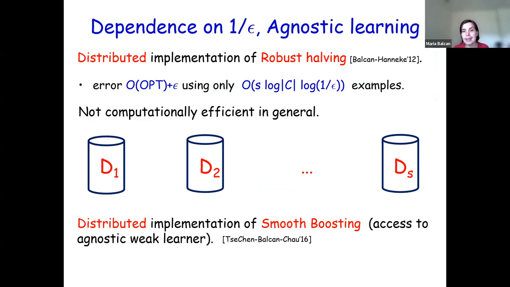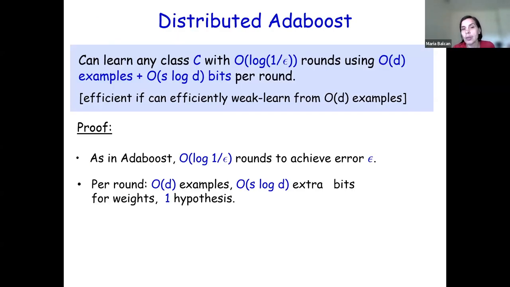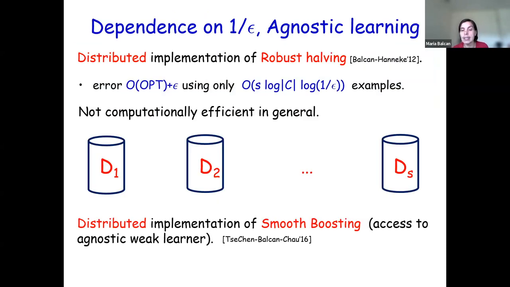Now, I don't have time to go through this, but I just want to mention that AdaBoost by itself is sensitive to noise. It can end up putting a lot of weight on very noisy examples. And so it's interesting whether we can get a similar result in the agnostic case. This result here is for the realizable case. Can we get a similar result in the agnostic case? And the answer is yes.